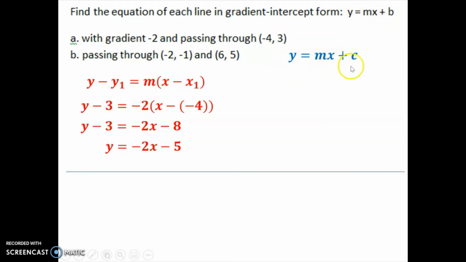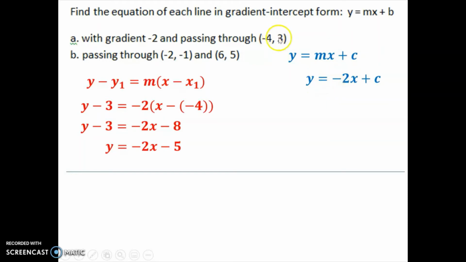So here's our slope-intercept form. Again, I use C instead of B. That's interchangeable. All right, we're going to put in what we know. We know the slope of -2. So I'm going to rewrite that with a slope in there, replacing M. But we don't know C. We don't know the y-intercept. So how can we proceed?